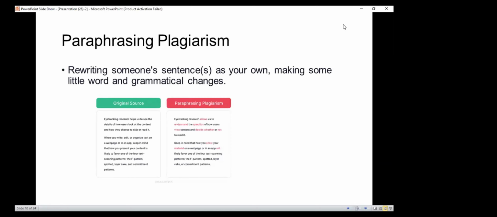Paraphrasing plagiarism is the failure to adequately cite the re-recording of another person's original text. This type of plagiarism arises when you change the words, but you still present another person's concept as your own.